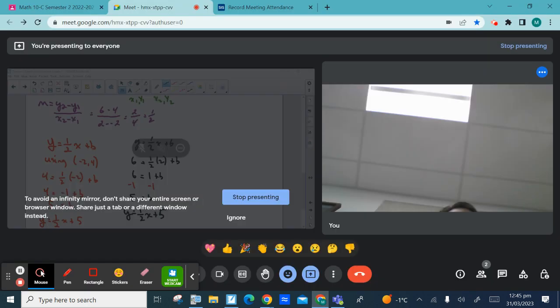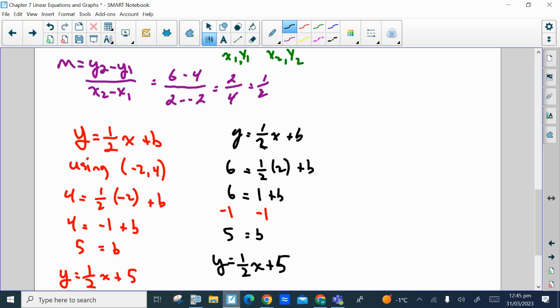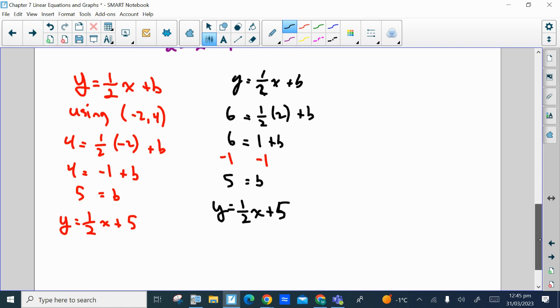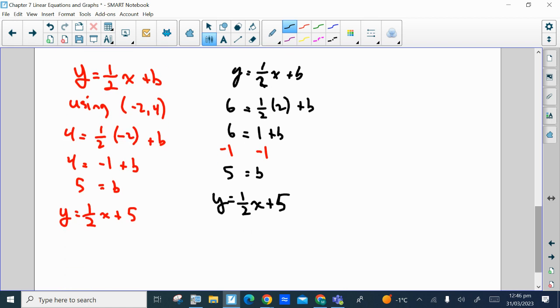So you don't have to do it twice. You could definitely do it to check because you should get the same b value no matter which of the 2 points you use, as long as you do things correctly.